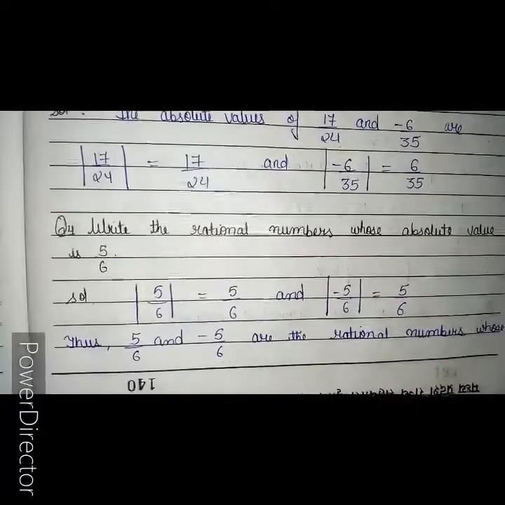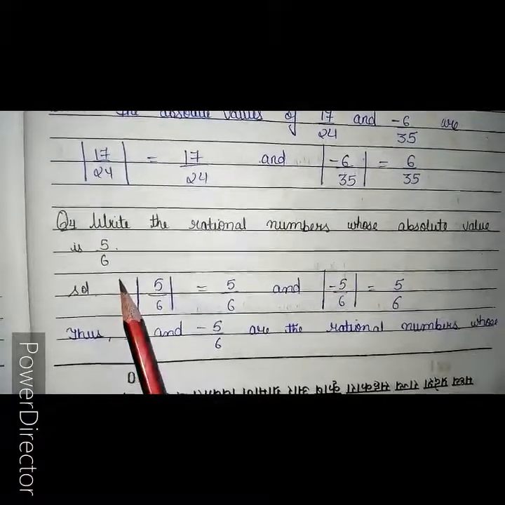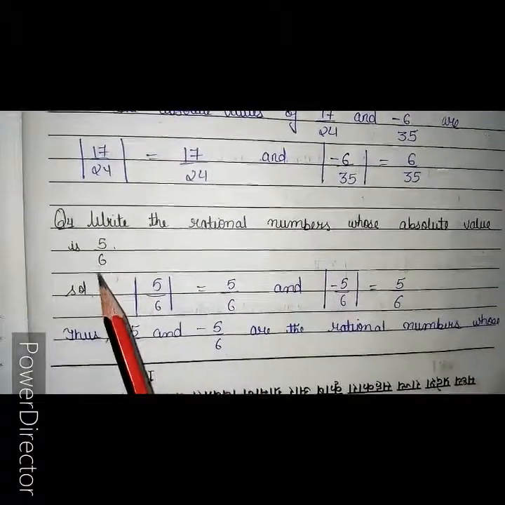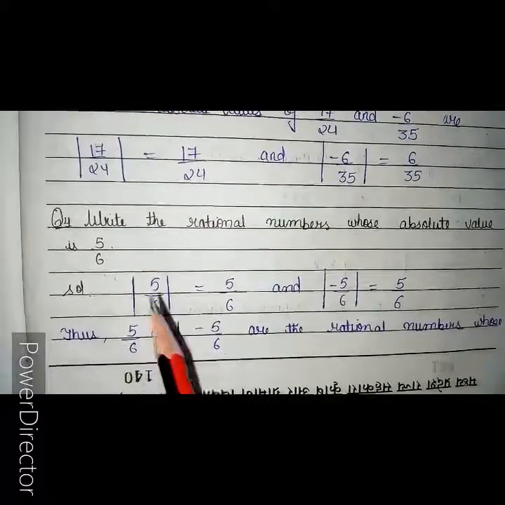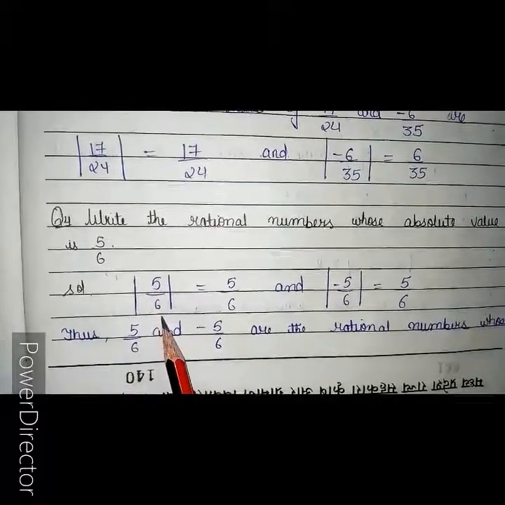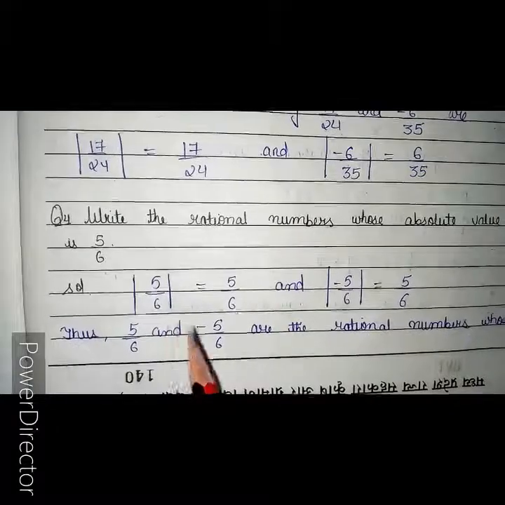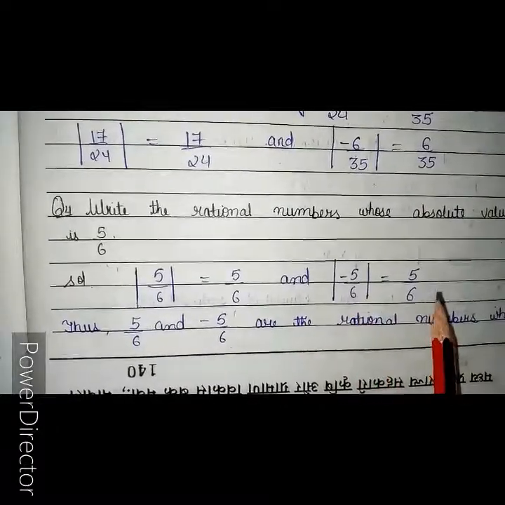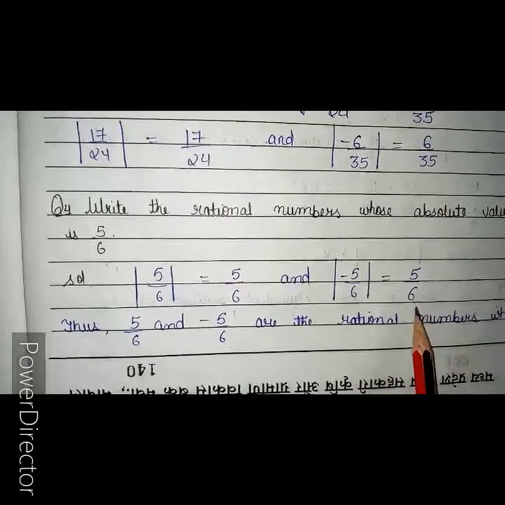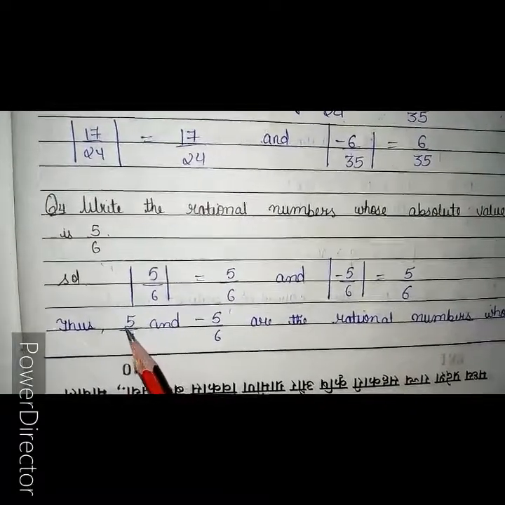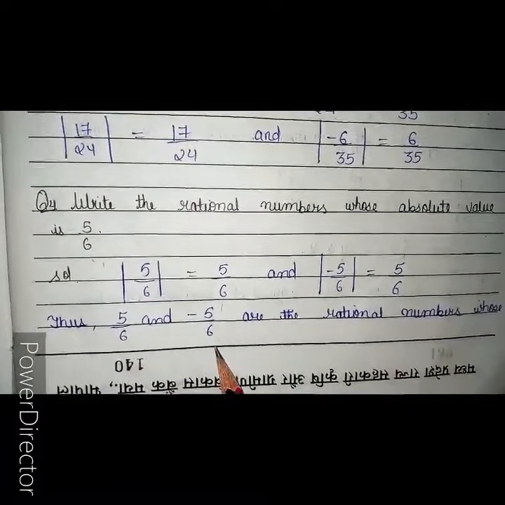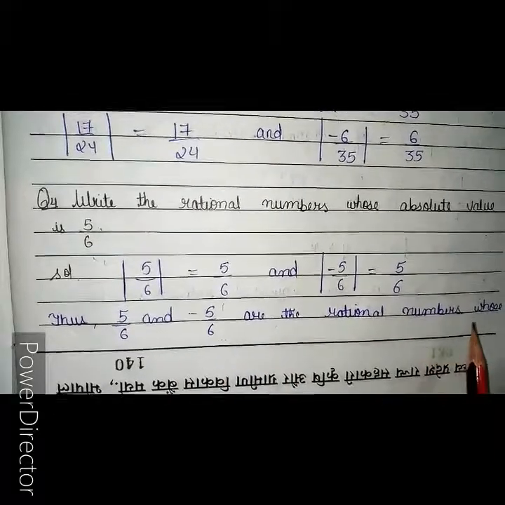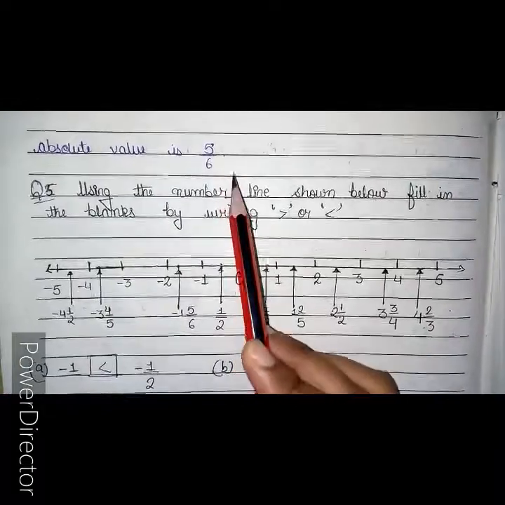Now question 4. Write the rational number whose absolute value is 5 upon 6. Now we have to write the rational number whose absolute value is 5 upon 6. So see, first number is 5 upon 6 because modulus of 5 upon 6 is 5 upon 6, and modulus of minus 5 upon 6 is also equal to 5 upon 6. Thus 5 upon 6 and minus 5 upon 6 are the rational numbers whose absolute value is 5 upon 6.